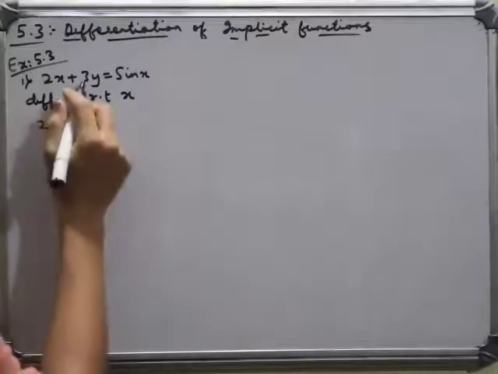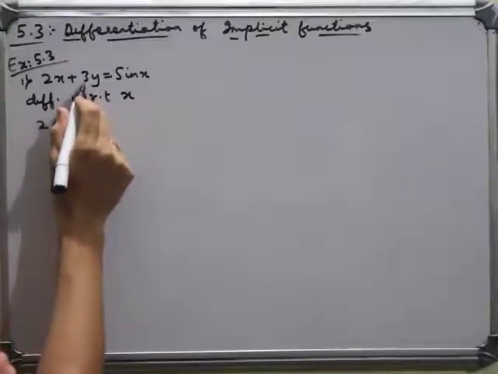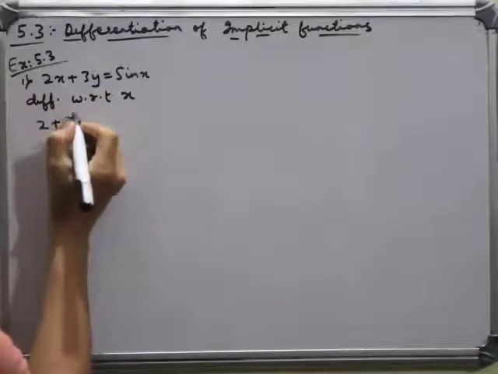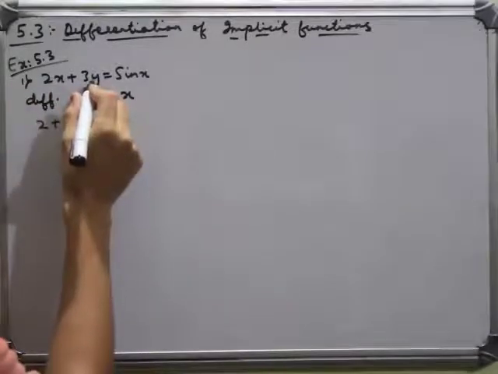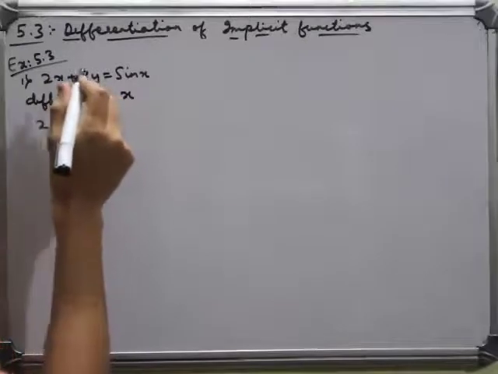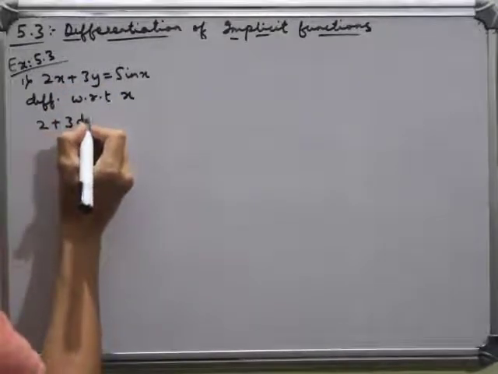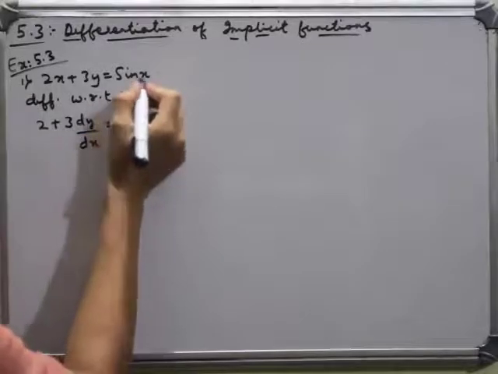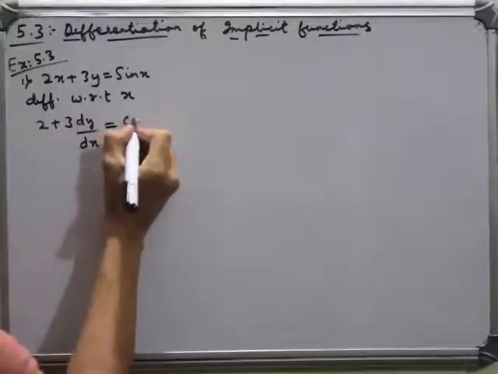Plus same thing here, constant into function. So write constant into differentiation of function, that is differentiation of y. Differentiation of y is dy by dx. This is equal to sin x. Differentiation of sin x is cos x.